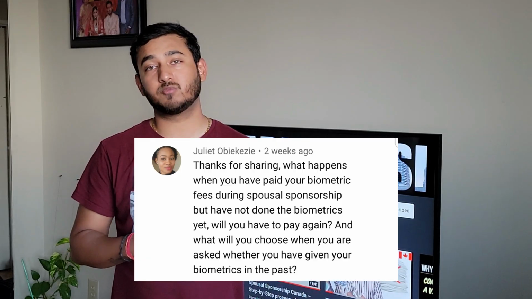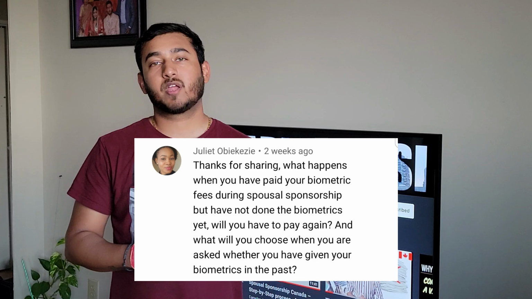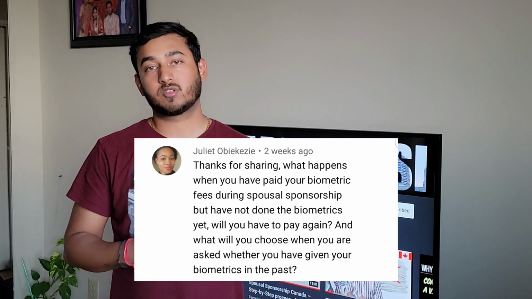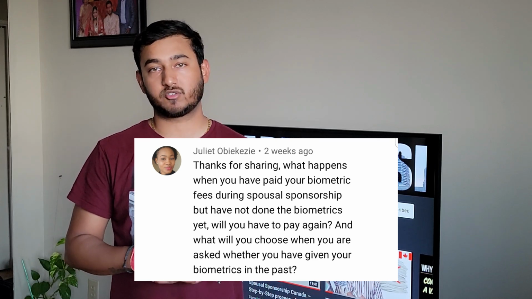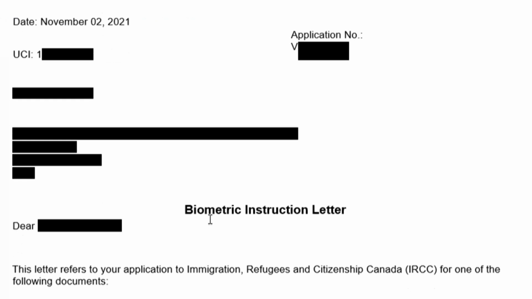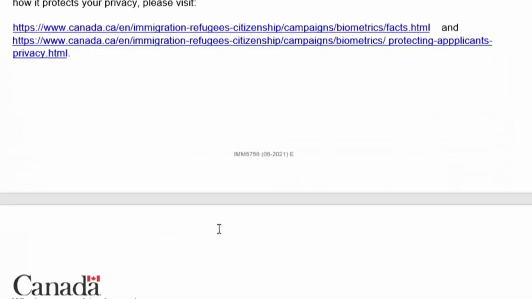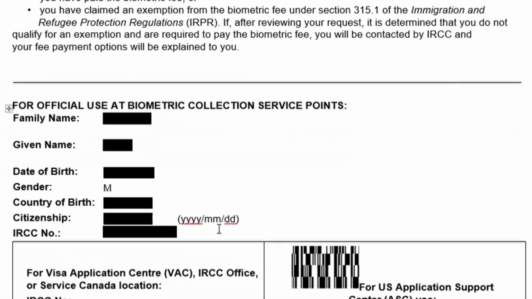Now the next question from Juliet is, what happens when you have paid your biometric fees during spousal sponsorship but have not done the biometrics yet? Will you have to pay again? So normally, after you've submitted your sponsorship application, you get a biometrics instruction letter from CIC within 24 hours or so that you use to book an appointment.